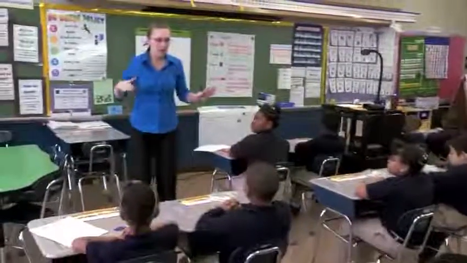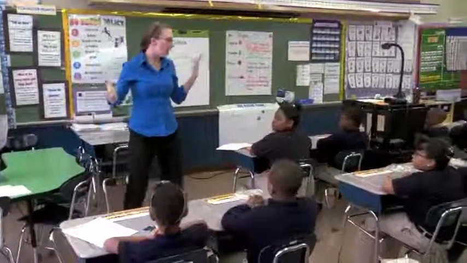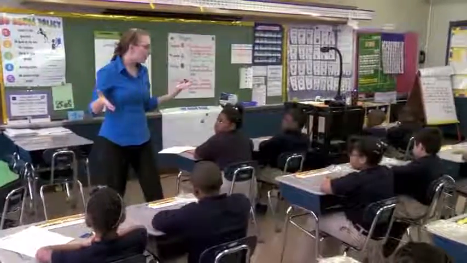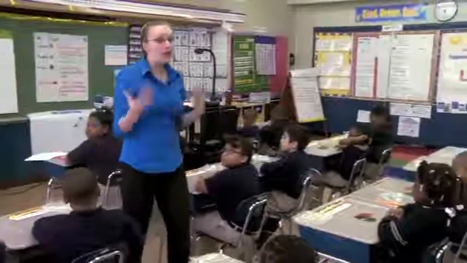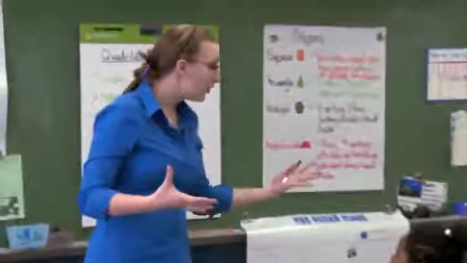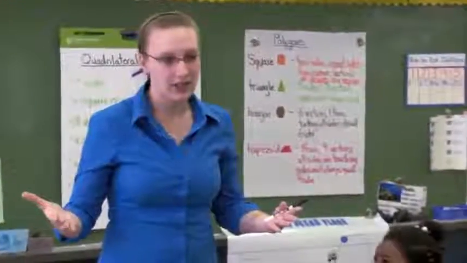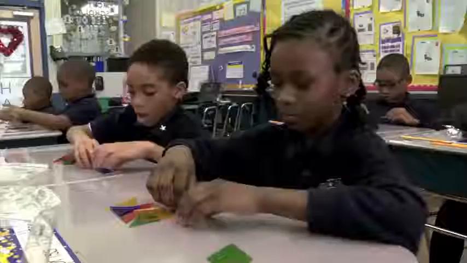I want to know which of these shapes are quadrilaterals and which of these shapes are not quadrilaterals. Remember yesterday with our triangles, we had to decide whether or not a figure was a triangle or not. Today, you need to figure out which shapes are quadrilaterals and which shapes are not quadrilaterals. 3 minutes on the clock, go to work.